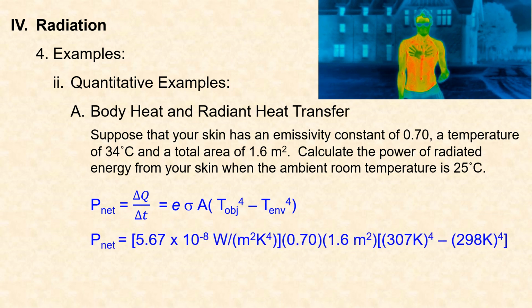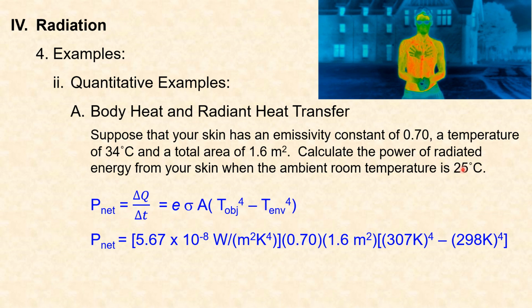And we see here that the Stefan-Boltzmann constant has this value here, 5.67 times 10 to the minus 8 watts per meter squared Kelvin to the fourth. That's sigma. The emissivity constant is 0.7. That's for your skin. It's your skin that's in contact with the room. A would represent the total surface area of your skin, since you are pretty much radiating energy from all parts of your skin. So that's the 1.6 meters squared.